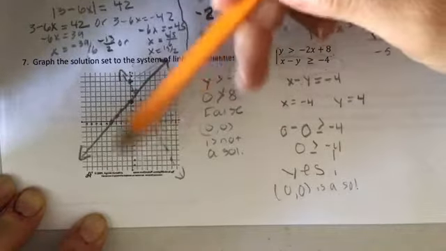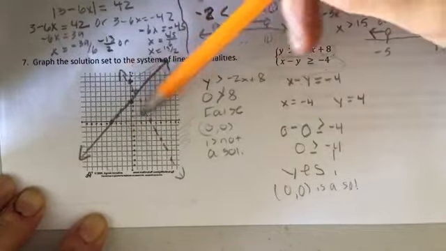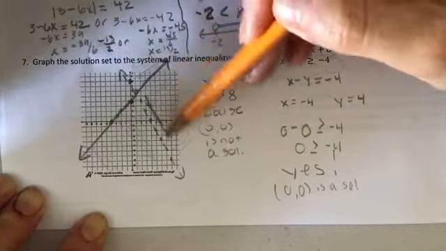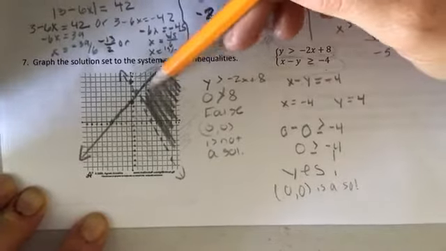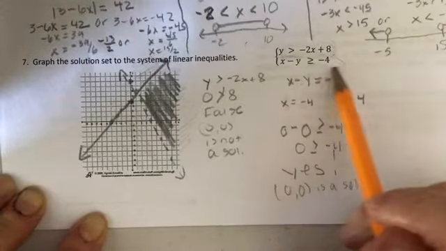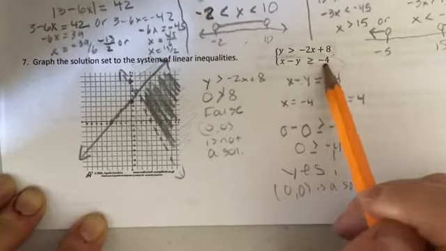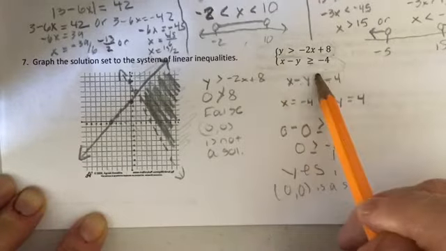So this is light, light, light, but the overlap is going to be right in here. So any ordered pair that occurs in this darkened region will satisfy both inequalities and therefore be a solution to the system.